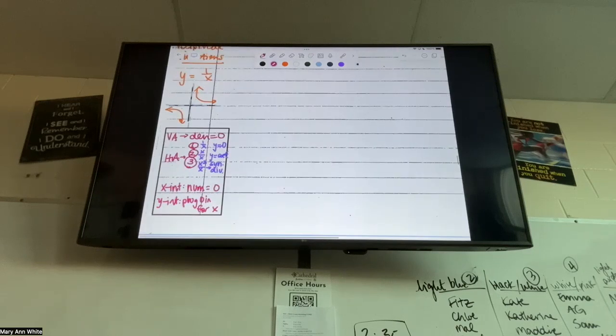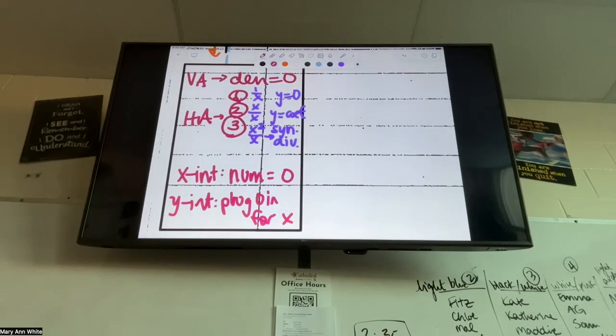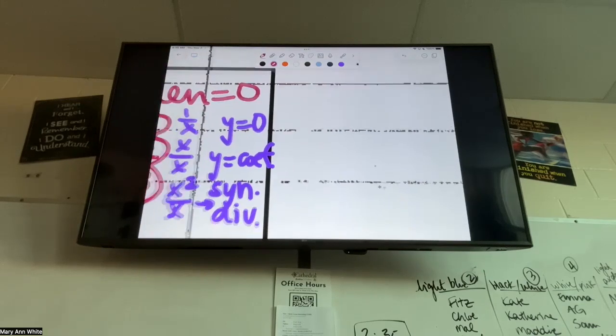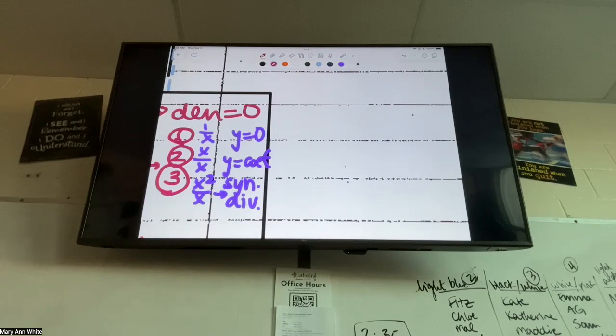Okay, I think that's enough steps for right now. So this is kind of the key I'm going to keep referring back to. We're going to use this for basically all that we're doing today. Does anybody have any questions on VA or HA, x or y intercept? Yeah, Will. This one right here, coefficients. Yep, that's a fraction of the coefficients.